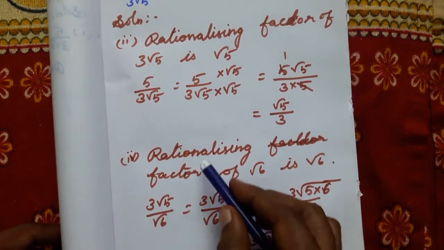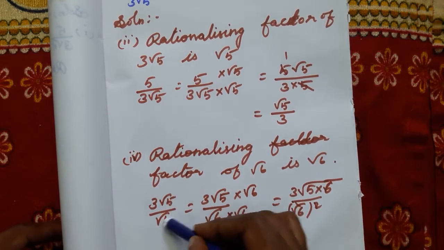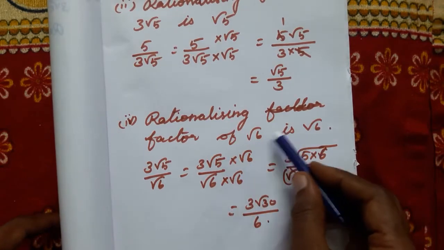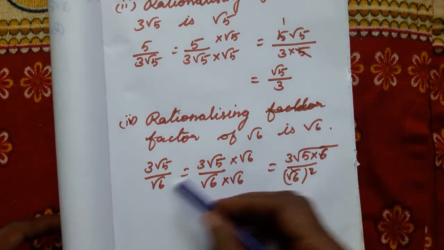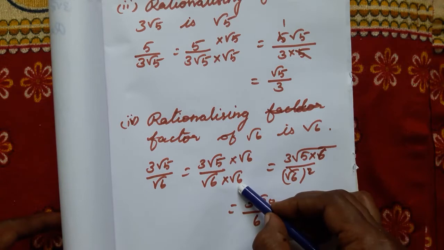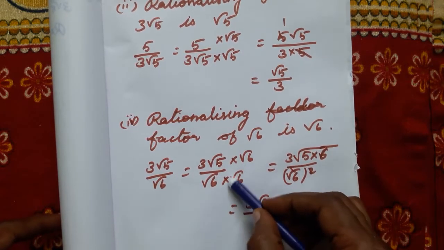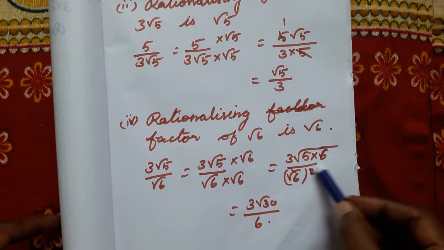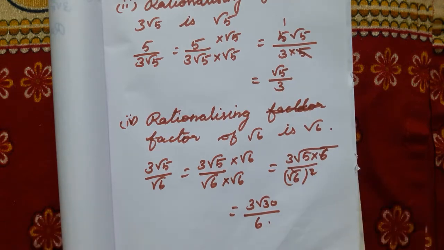Next, the fourth one, we have to rationalize the denominator of 3 root 5 by root 6. What is the rationalizing factor of root 6? The rationalizing factor of root 6 is root 6. We multiply root 6 in the numerator and denominator. So we get 3 root 5 into root 6 by root 6 into root 6. It is equal to 3 into root 5 into 6 by root 6 the whole square. It is equal to 3 root 30 by 6.